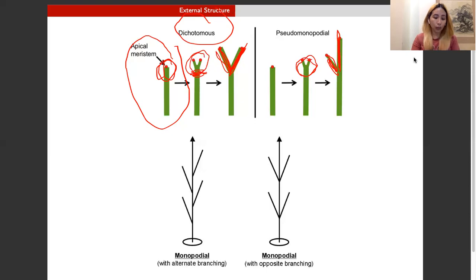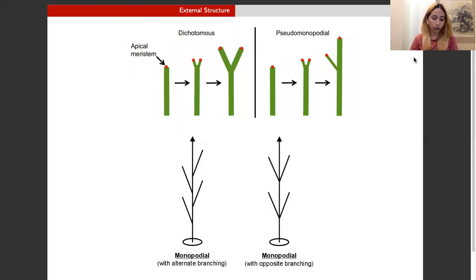And then we have, of course, the most evolved one and the one that is seen in higher vascular plants. We have the monopodial branching pattern. So these two are actually monopodial branching pattern, wherein you will see one dominant branch that becomes the main axis of the plant. Okay, the only difference between these two is how the rest of the lateral branches are actually arranged on the main axis.